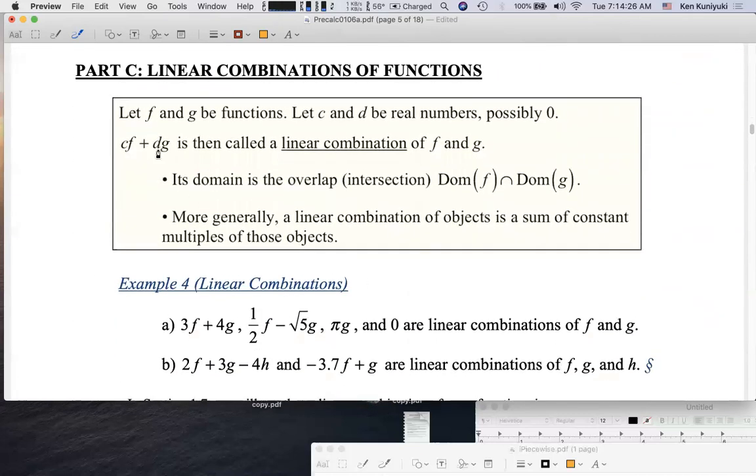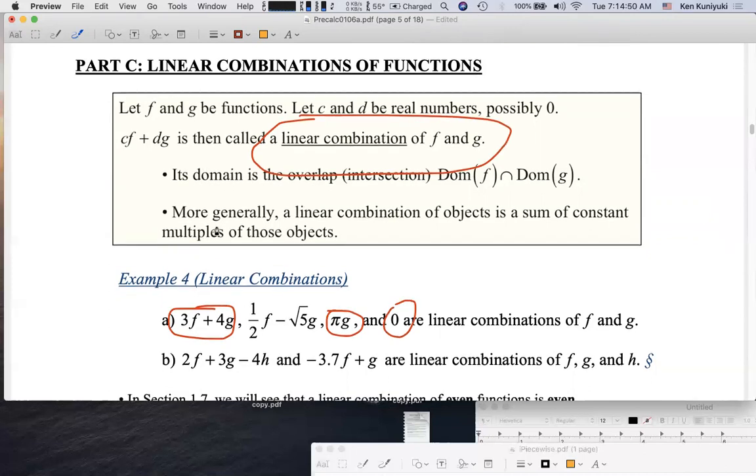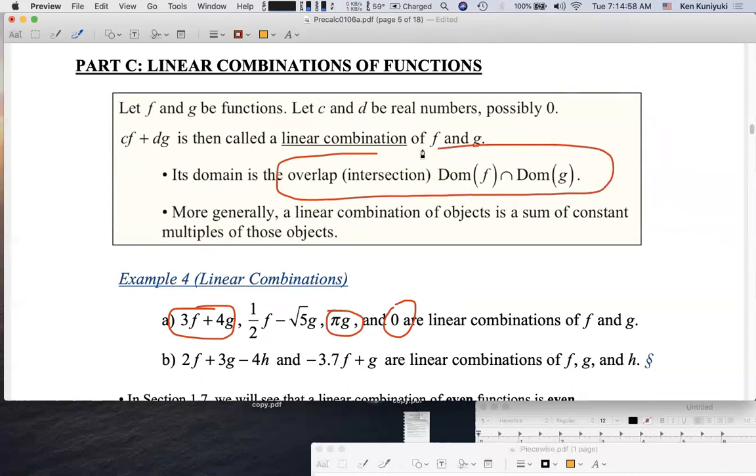Now, in addition to f plus g and f minus g, we could also consider things like 3f plus 4g, or pi g, or 0, or this thing. These are examples of linear combinations of f and g. Functions of the form number times f plus number times g. And it turns out that the domain rule is the same as for f plus g. In particular, the domain of 3f plus 4g, for example, is the overlap, the intersection of the domain of f and the domain of g. The only legal inputs for this are the legal inputs for f and for g.